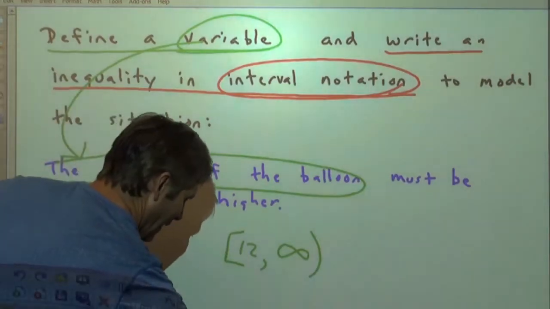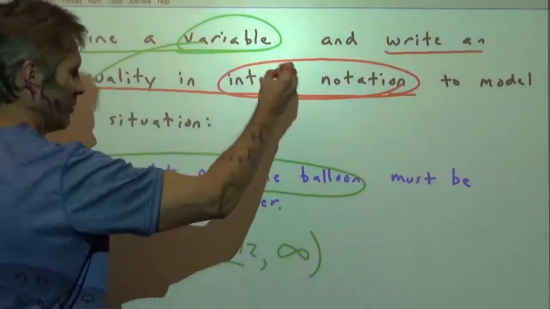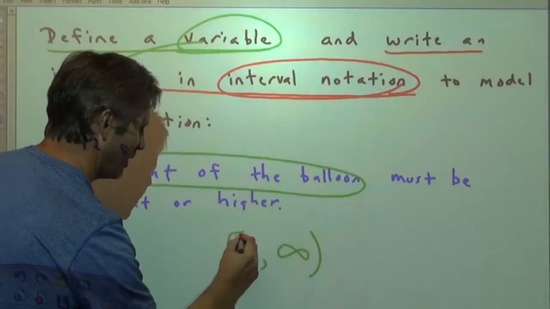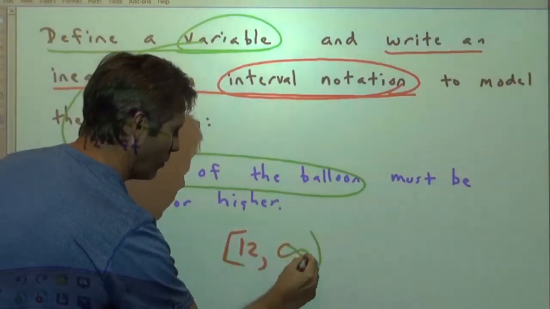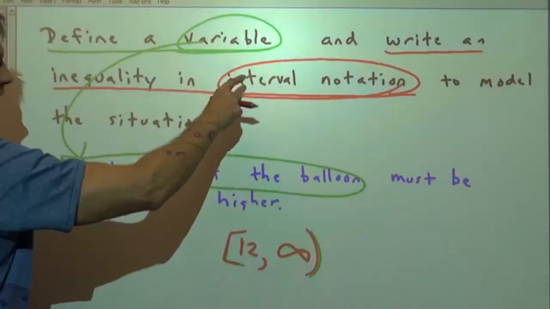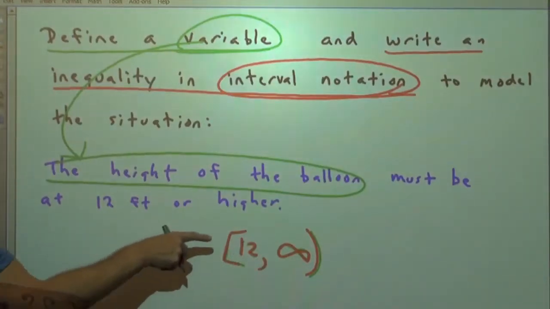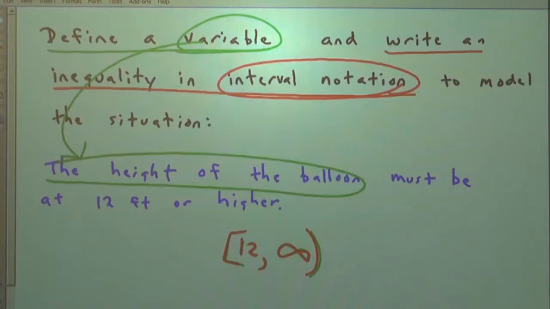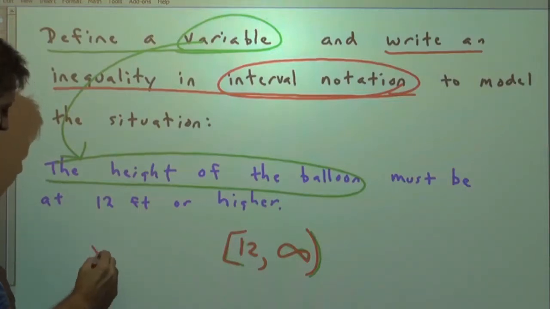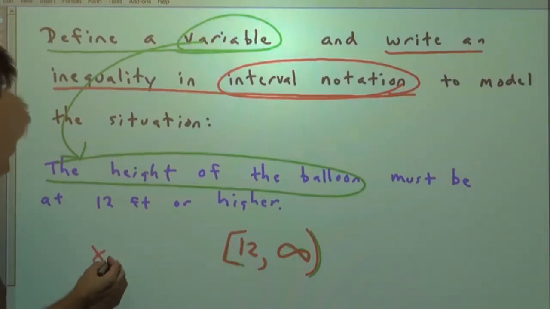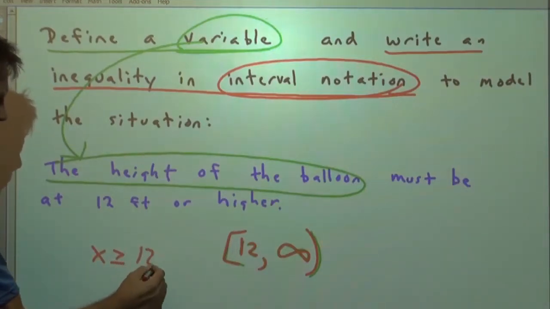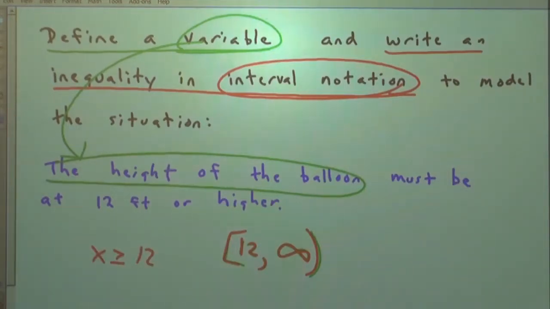Now, you know what? I guess to be true to this, since interval notation was in red, I should say this was my second task. So let me write that in red, saying that's the second thing I had to do, was write this inequality in interval notation. By the way, if we were going to say this using a math statement, it would be that x would be greater than or equal to 12. This is equivalent to that.